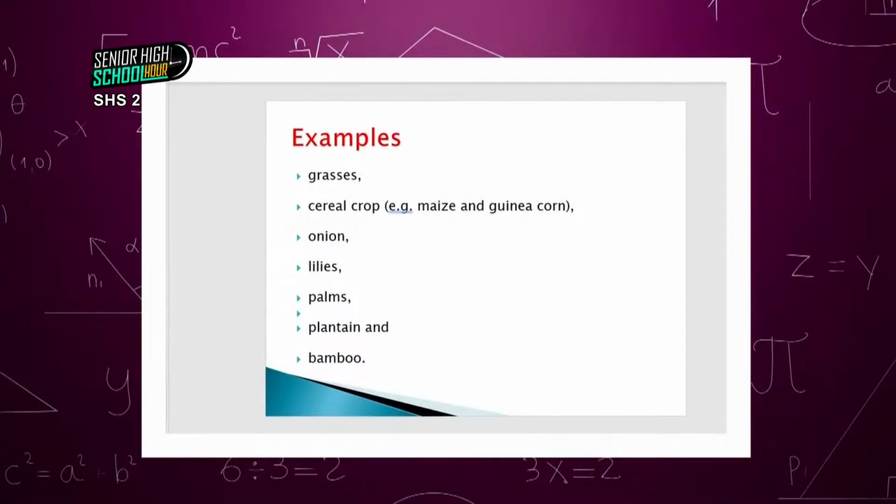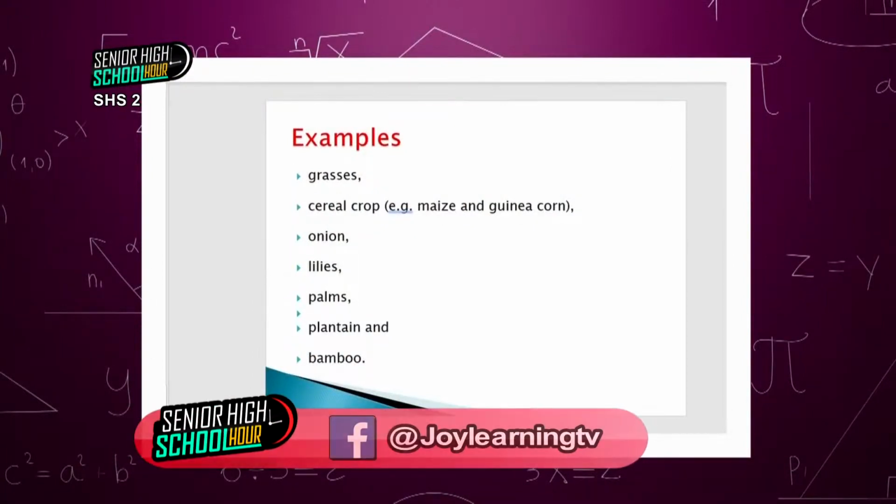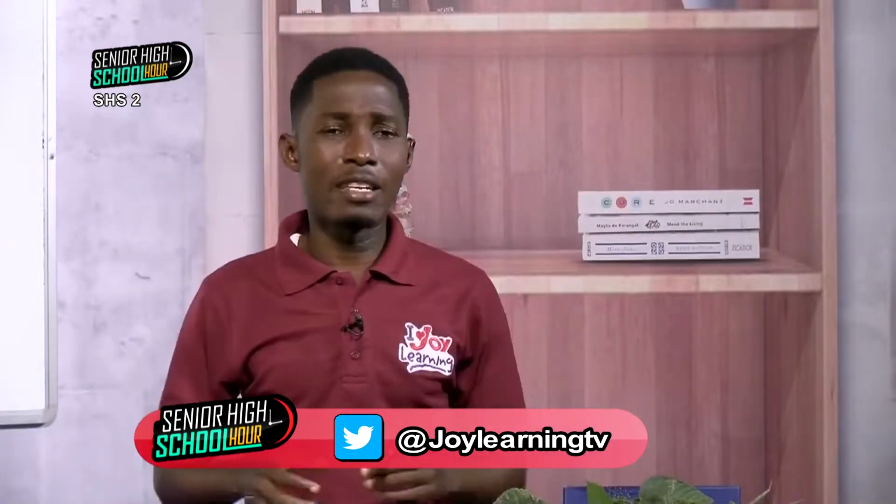So examples of monocots are grasses, the cereal crops like maize and guinea corn, the onion, the lily, the palm tree, the plantain, and the bamboo. Palm tree and plantain, if they should push them so that they fall, you look at their roots, they are very tiny. They are not roots that go deep like your mango tree.